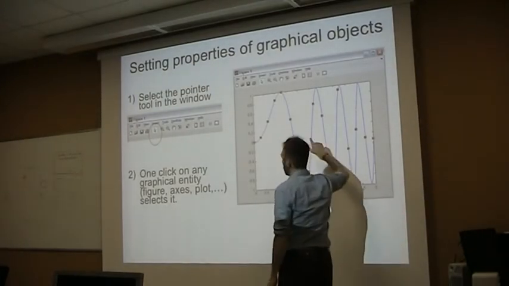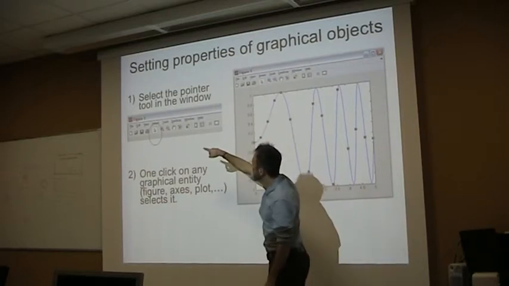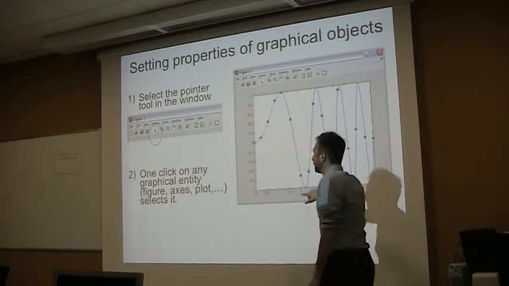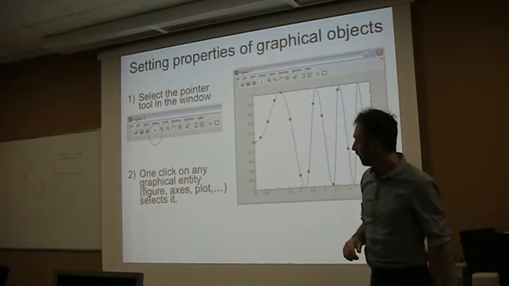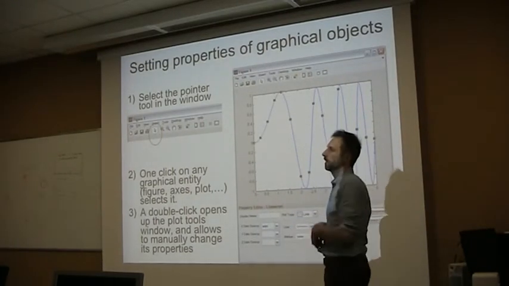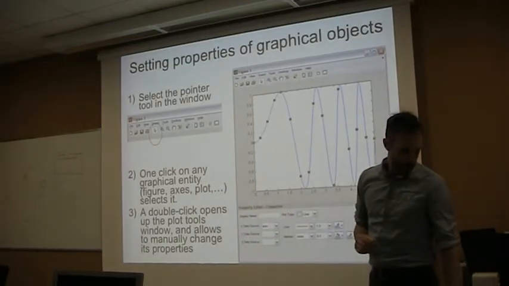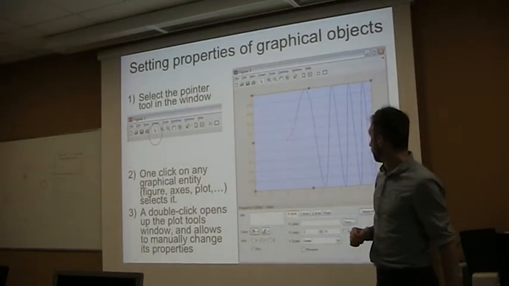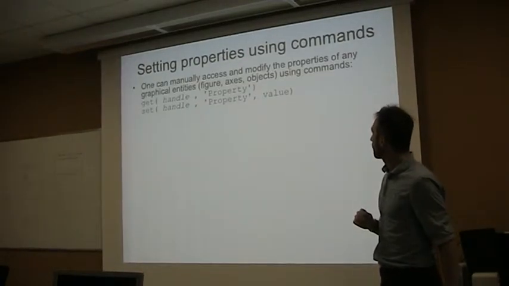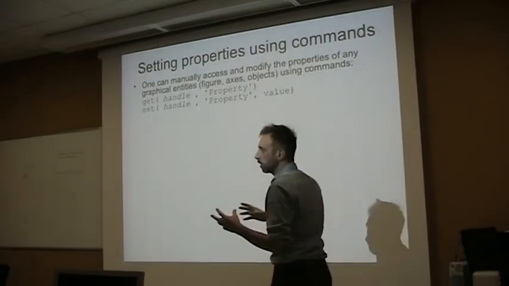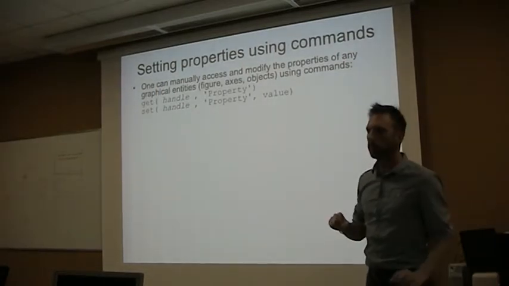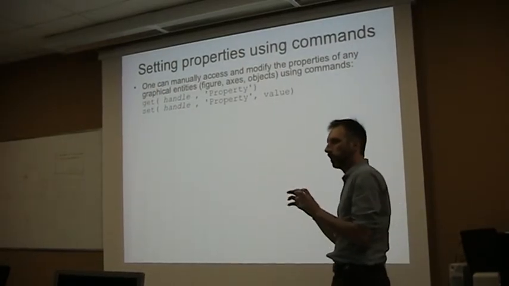If I had plotted something and I just use the pointer, I'm showing here, and then I click on the line, then this happens. Then actually double clicking opens up again this plot tools which I showed you before, and then you can modify them all ways. Okay. So these things about figure and axis, they become important if you want to change them typing code.